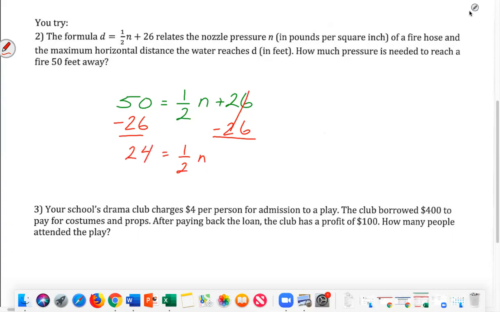24. And now, Tyler, you said something. You said, I thought we got rid of the 1/2, right? Wasn't that you? How do we get rid of that 1/2? We could divide. Is there a better answer? It starts with an R, ends in reciprocal. So we can multiply by the reciprocal. Notice they all cancel out, and we're left with N equals 48.